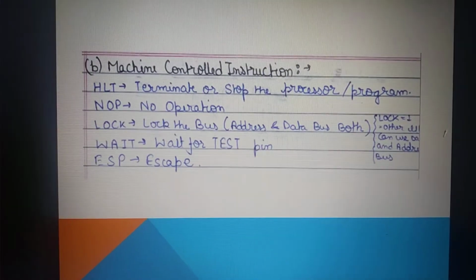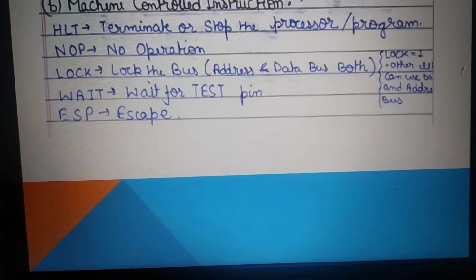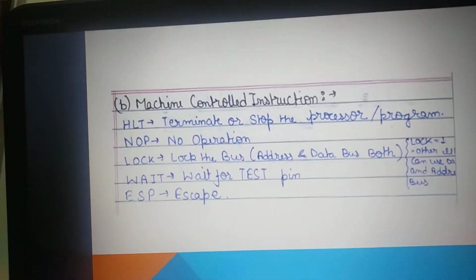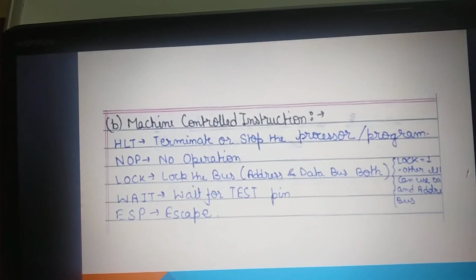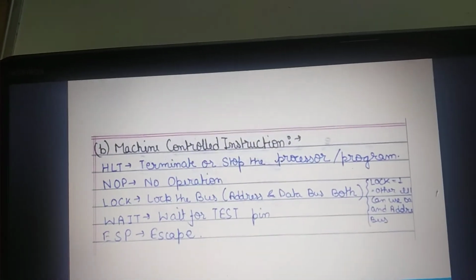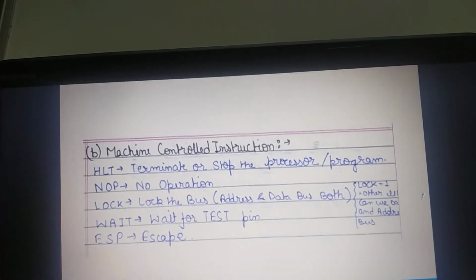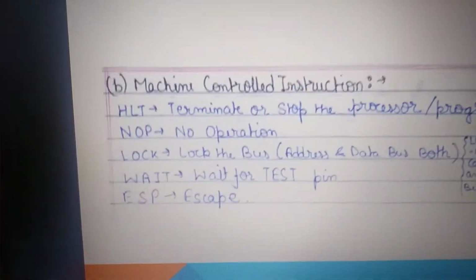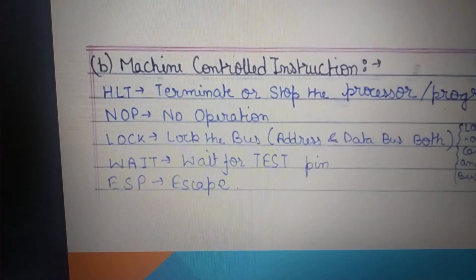Now the last category of the instruction is machine control instruction. Here are few instructions: halt, NOP, lock, wait, and ESC, that is escape. So we know about halt instruction, we have used it in 8085. Also, NOP instruction is also used in 8085. It is no operation. It is used for generation of delay in 8085.